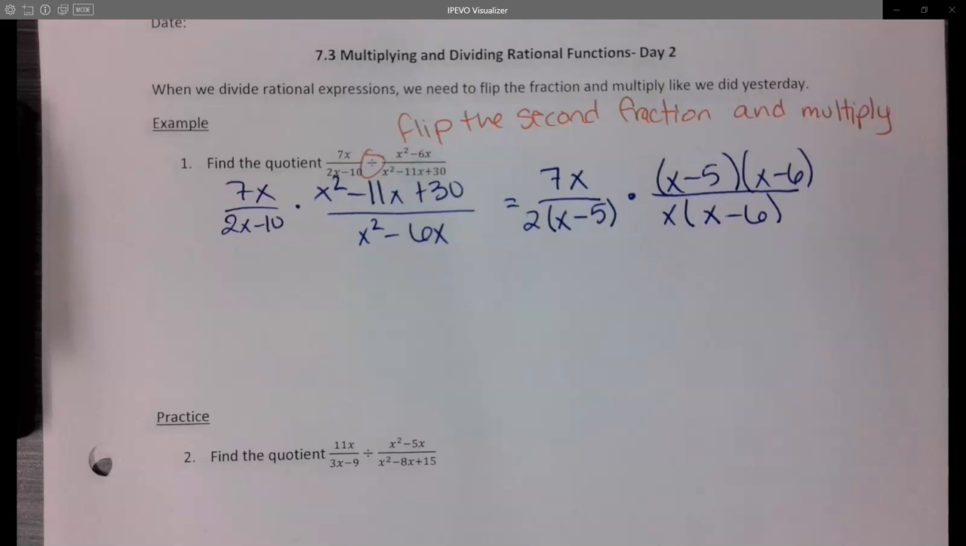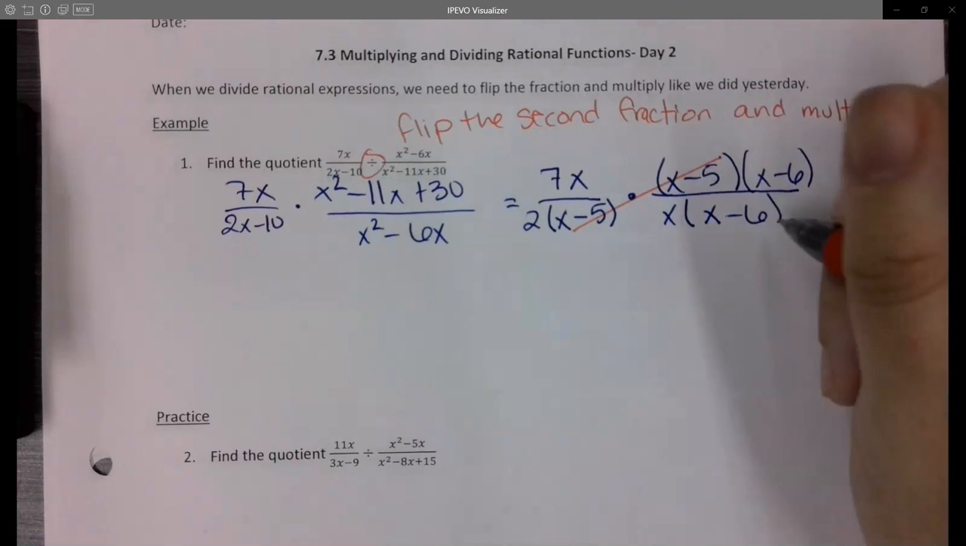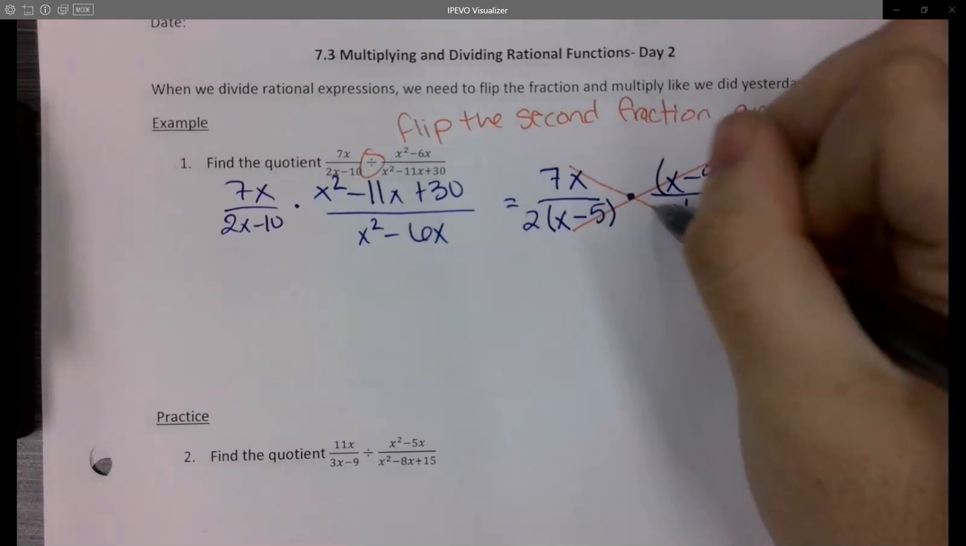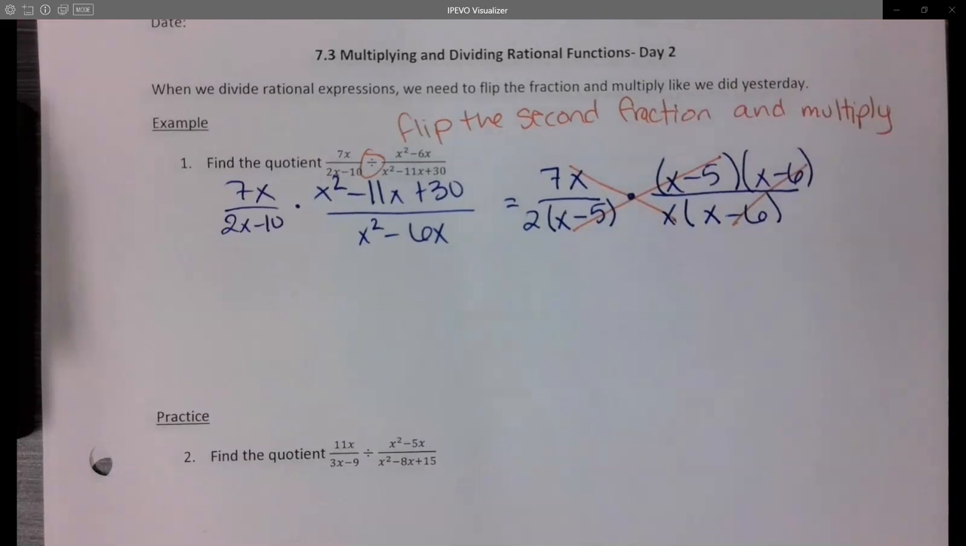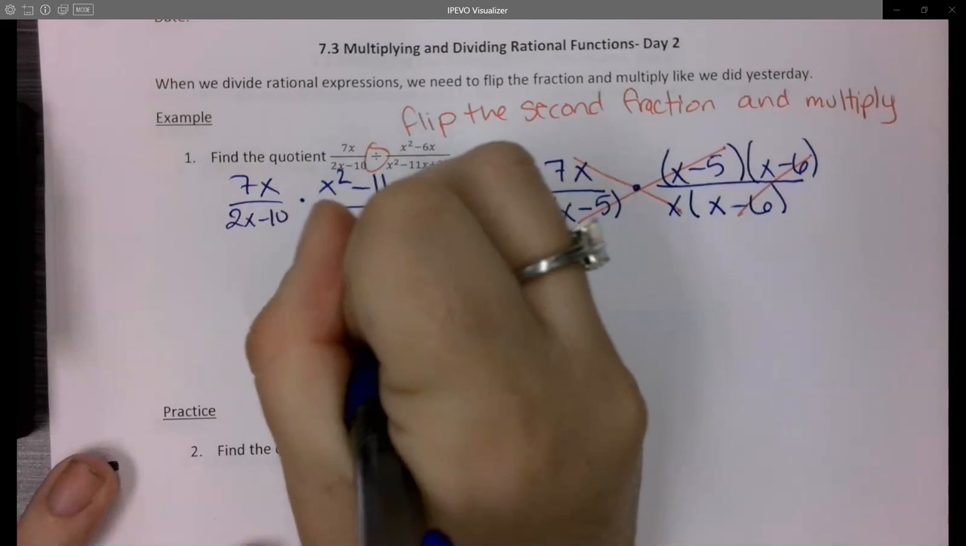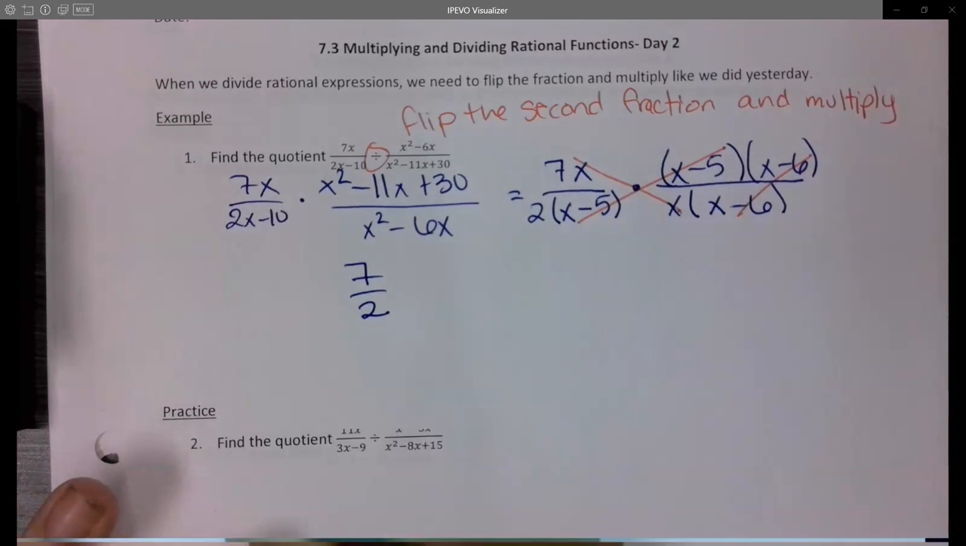So then do you guys remember what I do after this step? Cross out. What can I cross out? Okay. Anything else? Anything else? The x. Because remember, it's just being multiplied by that 7. It's not part of the 7. So when I go to rewrite this, I end up with 7 over 2.